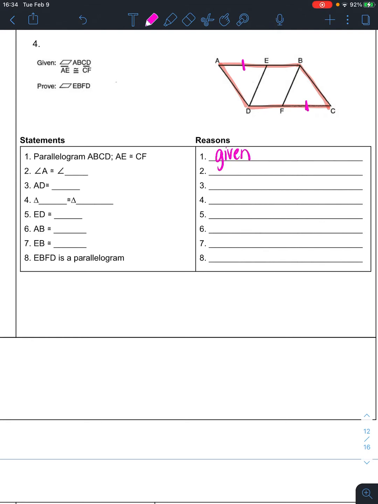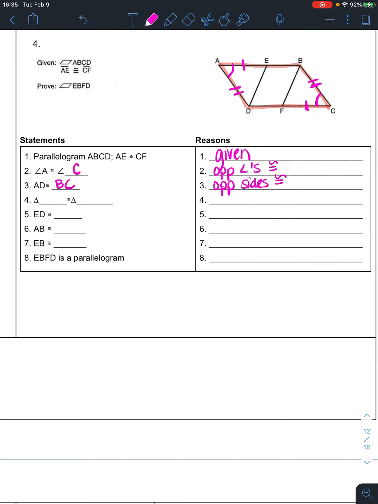Angle A is congruent to... So based on what we have, because this is a parallelogram already, angle A is congruent to angle C because opposite angles are congruent when it's a parallelogram, like that one is. AD is congruent to BC. Again, we know it's a parallelogram, so we know that opposite sides are congruent.